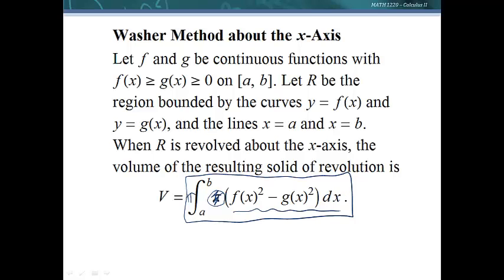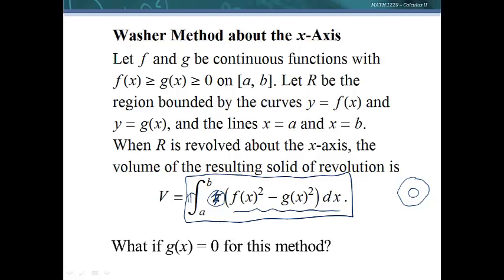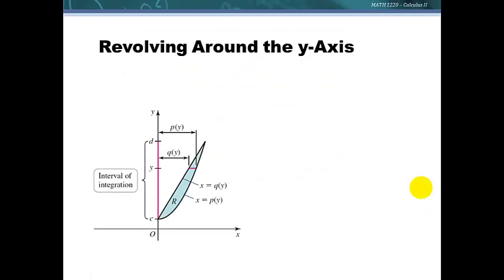Now looking at this, basically our cross-sectional areas are disks minus these holes in the middle, so they are washers. But what if g of x is 0? If the lower function is 0, essentially the lower function is the x-axis, and you wouldn't be subtracting off any hole. Then you would be finding the integral from a to b of pi f of x squared, which is the disk method. So really the disk method is the washer method with the special case of g of x being 0.